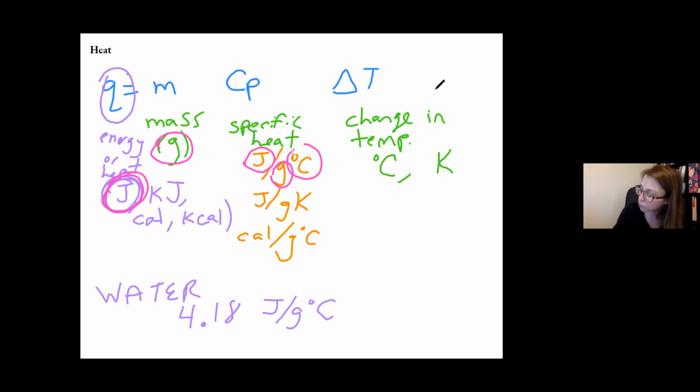You'll always be given water's specific heat value. And those units on it tell you what units everything else in the formula needs to be in. This is specifically for liquid water. Solid water, gaseous water, we'll look at next time.